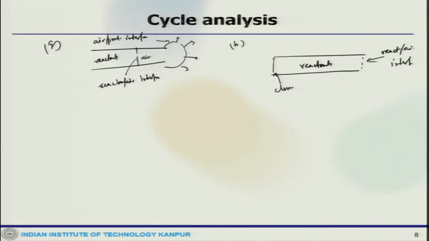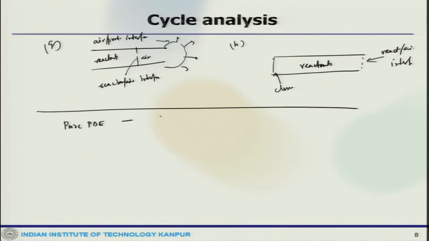Now the other one is the pure PD engine, that is an array of detonation tubes and nozzles. So the application is primarily military, because they are light and easy to manufacture and have higher performance around Mach 1 than current engines.